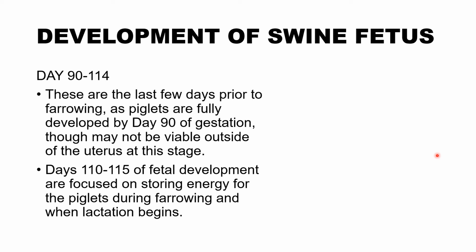So, meaning, no more development will happen past day 90. But the problem is that they cannot come out yet because they cannot survive. Then from day 110 to up to 115, the fetal development is focused on storing energy for the piglets during farrowing and when lactation begins.